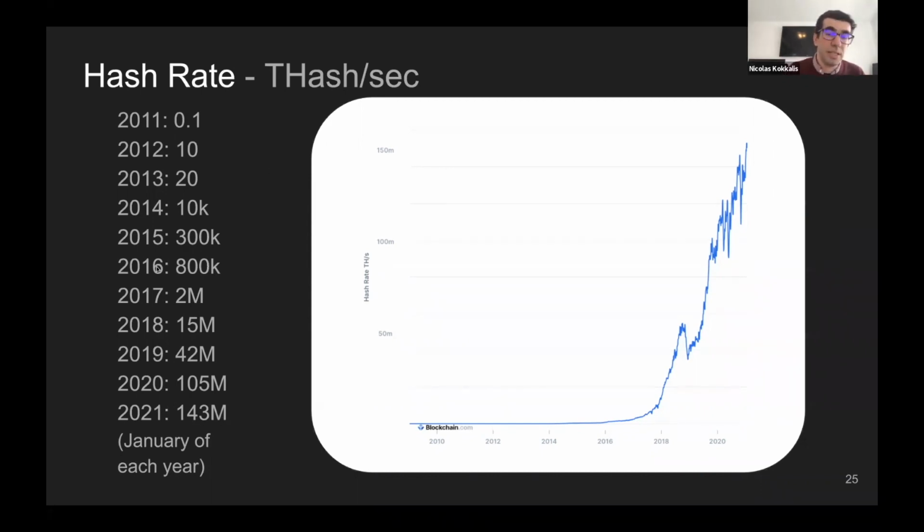So let's look at the history a little bit. In 2011, it was somewhere here, 0.1 terahashes per second. Then it went to 10, 20, 10,000, 300,000, 800,000, 2 million, 15 million, 42 million, 105 million last year in January. And this January, a few days ago, it was at 143 million terahashes per second.